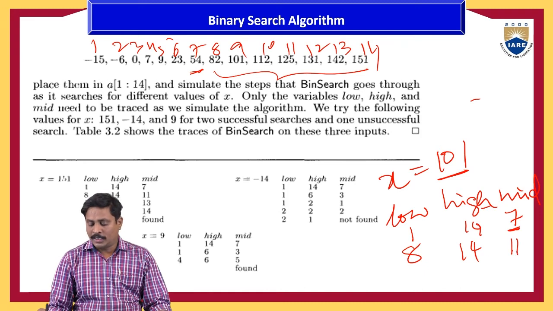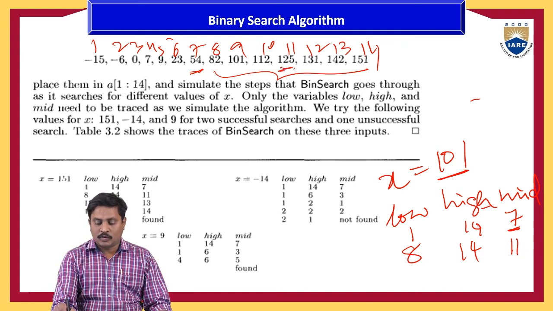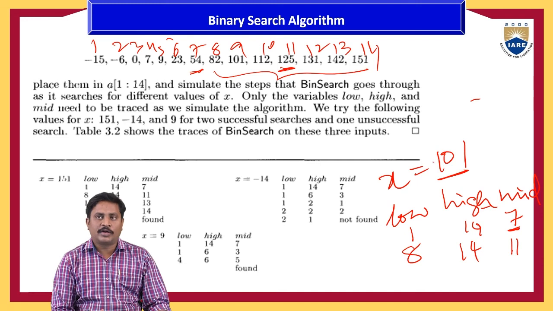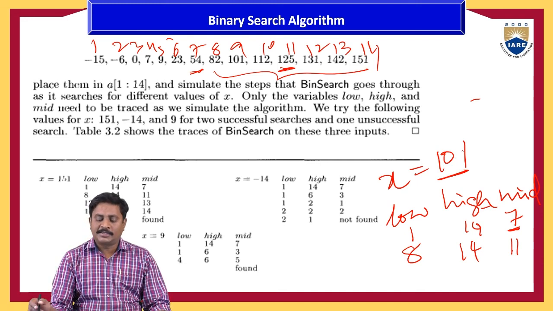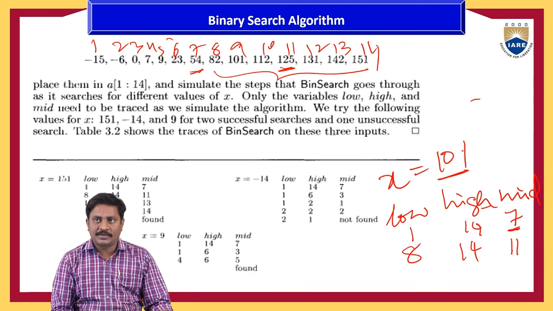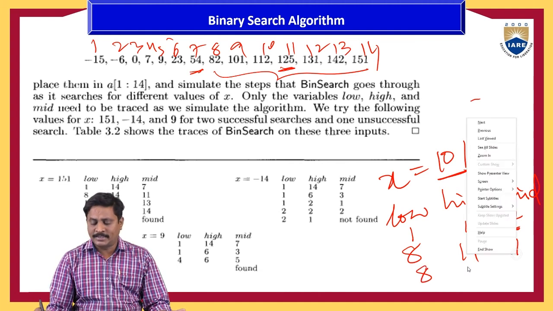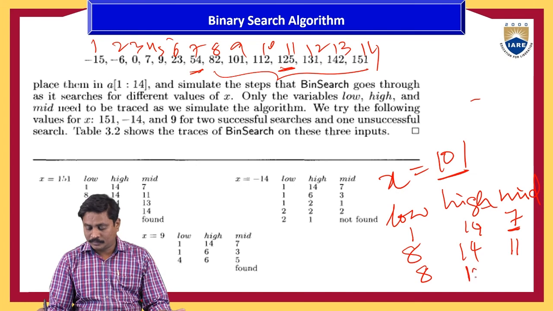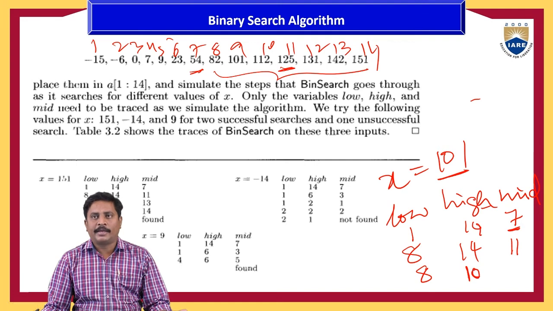So, here the 11th position value is 125. 101 is equal to 125? No. So, 101 is less than 125, which means it lies in the left subarray. The left subarray starts from low to mid minus 1. Low value is 8. Mid value is 11, minus 1 is 10. So, 8 plus 10 by 2, 18 by 2, is 9.